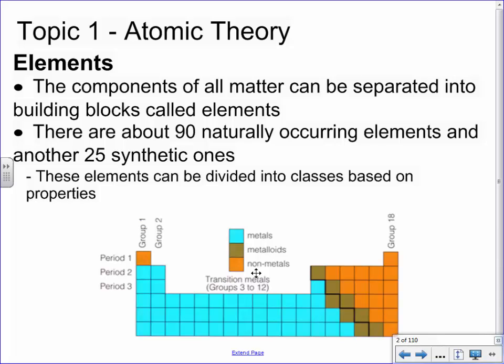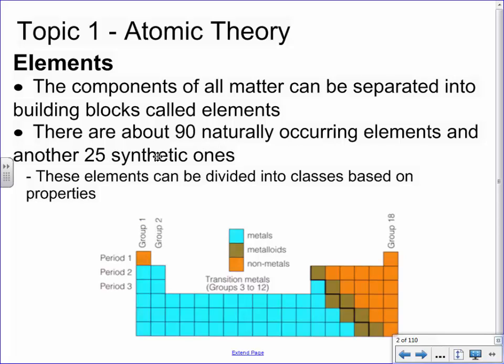Because it's protons that give you what number you are, right? So that's my goal today, is we want to talk about all these basic different parts. So, okay, before I get to building on the protons, let me go through some of these notes here. There are 90 naturally occurring and 25 synthetic.